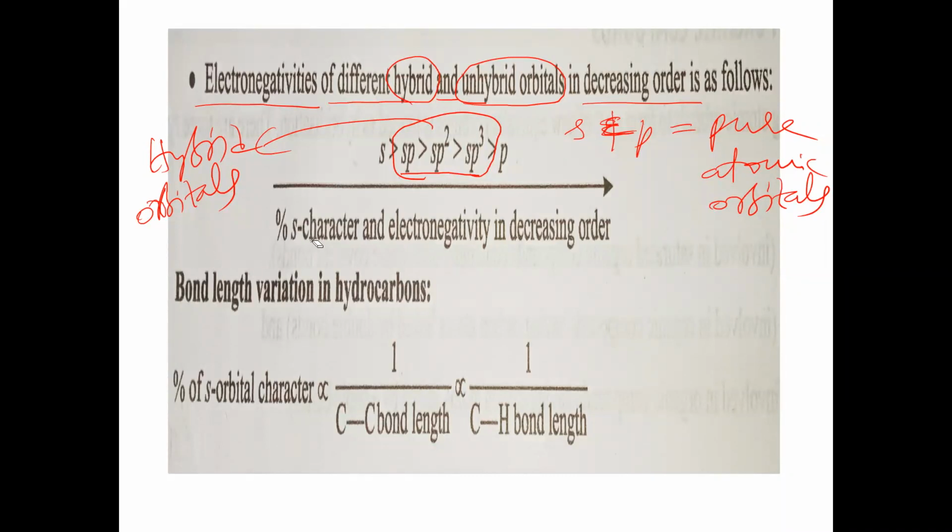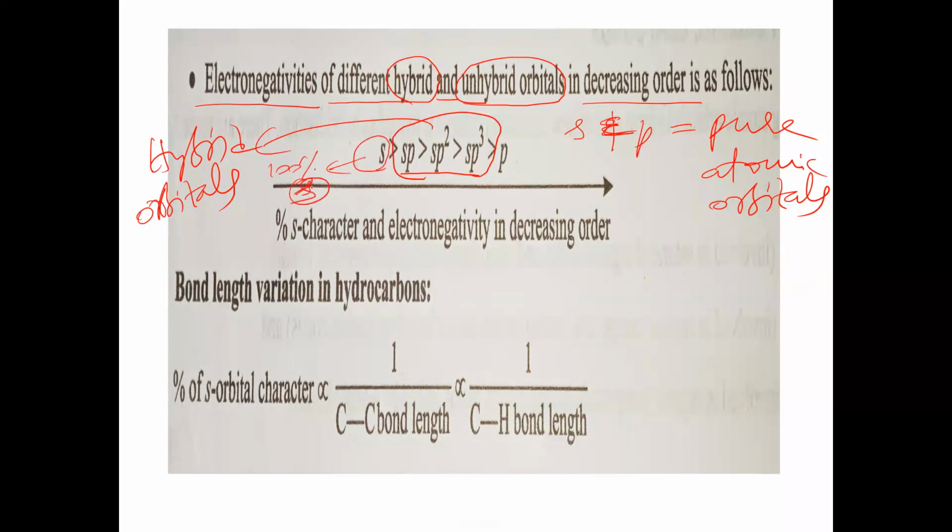And the percentage of s character and electronegativity decrease from left to right, as the arrow you see here indicates. So from left to right, what is happening? The s percentage here is 100%. Here s means 100% s character.